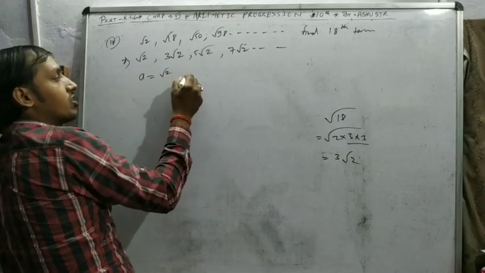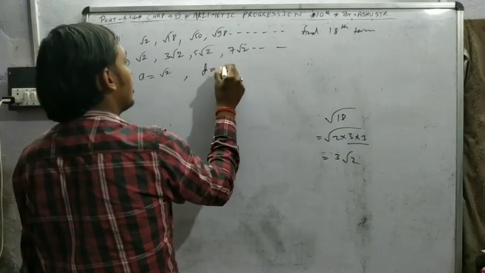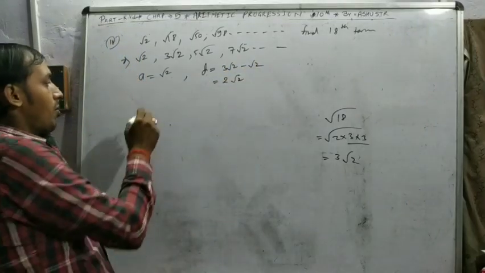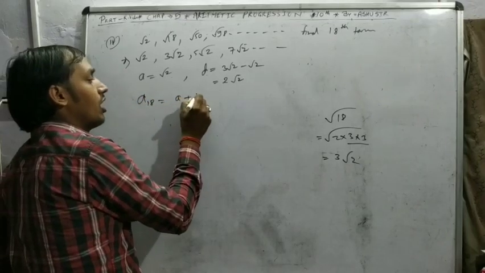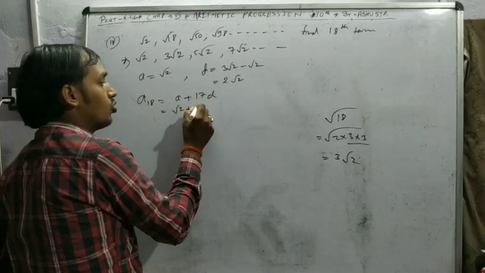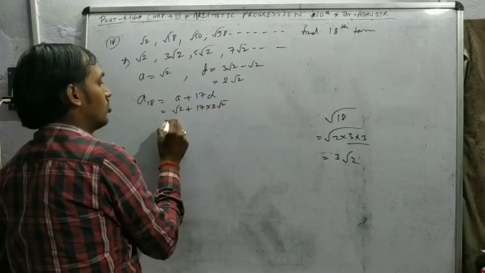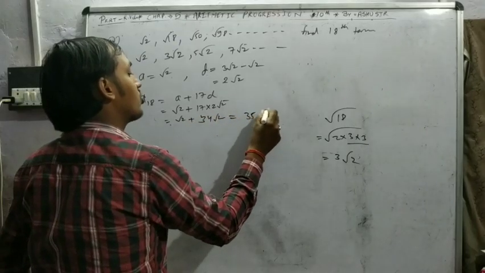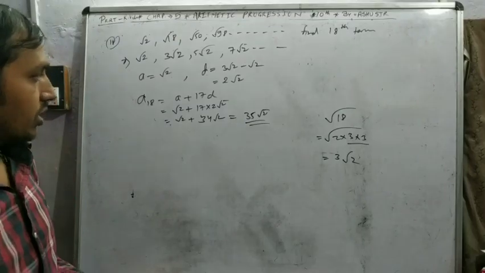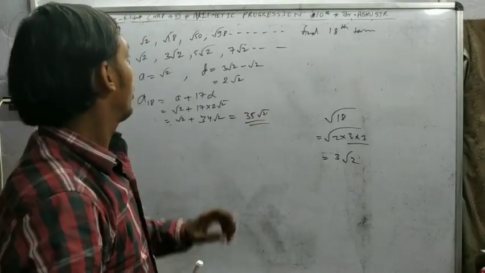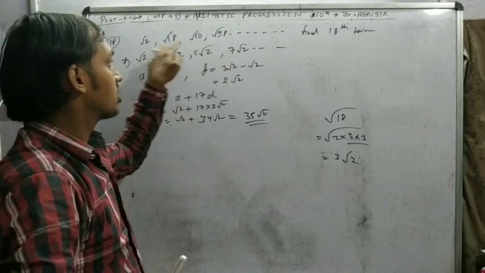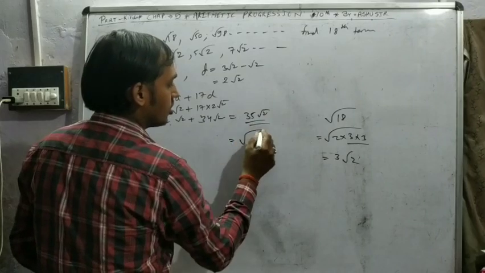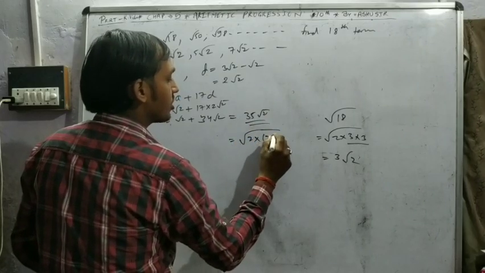Simplifying them, you get the value of A as root 2, and the value of D as 3 root 2 minus root 2, that is 2 root 2. When you get A and D, you can find the 18th term, A plus 17D. Root 2 plus 17 into 2 root 2, so root 2 plus 34 root 2. So 35 root 2 is the 18th term. But you can't stop here, because the value is in mixed surds form. You can convert mixed surds into pure surds. Root 2, with 35 moved inside the square root.